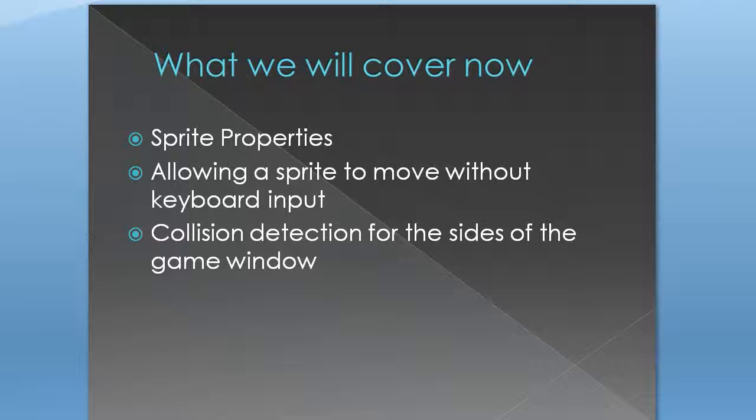So what we're going to cover now are sprite properties, what every sprite should have, and we're going to cover just a limited number of them because we're not going to do much with the more advanced properties. Then we're going to discuss how to allow a sprite to move without using keyboard input. And finally, we're going to do collision detection for the sides of the game window, so your sprite doesn't float off into space and you don't see it.